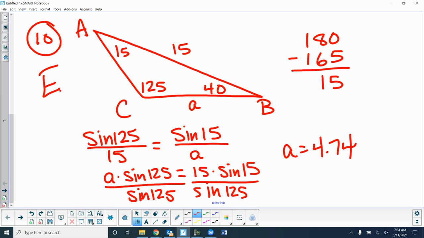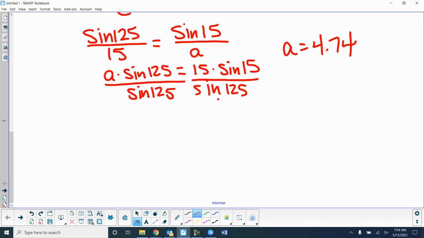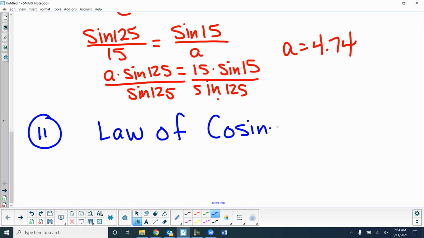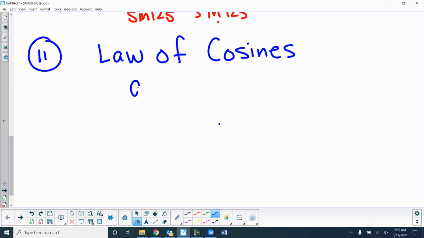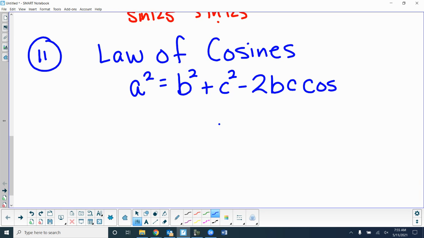Okay. Number 11 is law of cosines. All right, so law of cosines, I would write that on my note chart. It's got three ways we can do it. When it's a squared, it equals b squared plus c squared minus 2 times b times c times the cosine of angle A.